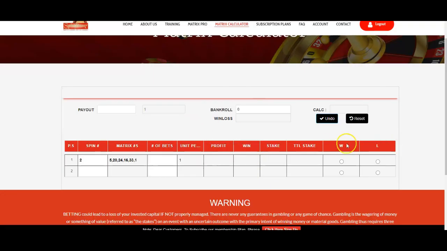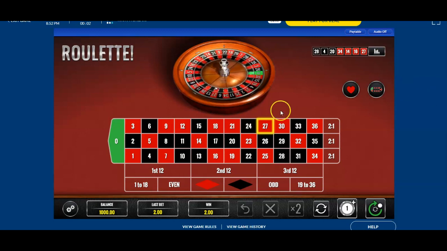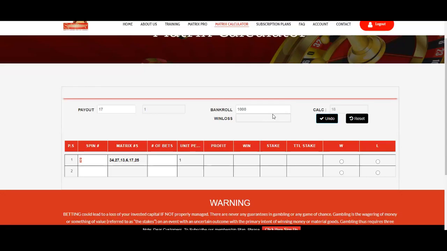So let's do that. Okay, so what we're going to do first is we're going to set the calculator here. We're playing 17 to 1 odds. We have a $1,000 bankroll. The first number that shows up is 27. So we're going to put 27 here, and that's going to give us a sequence of numbers. We're going to take those sequences and split it.